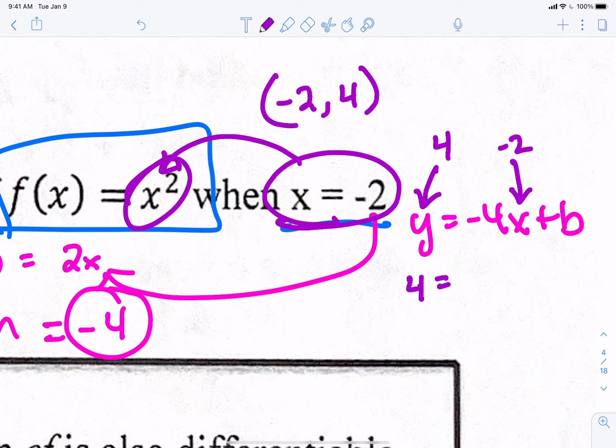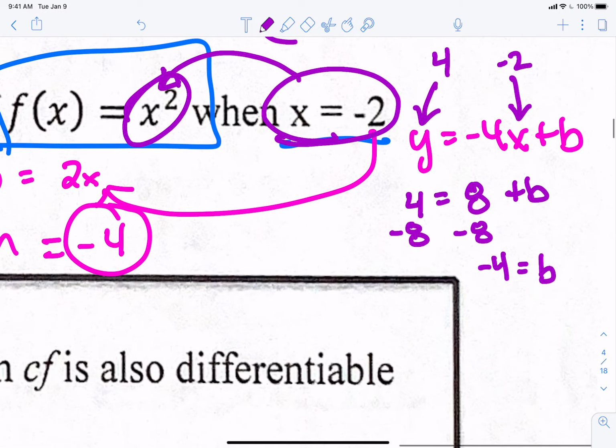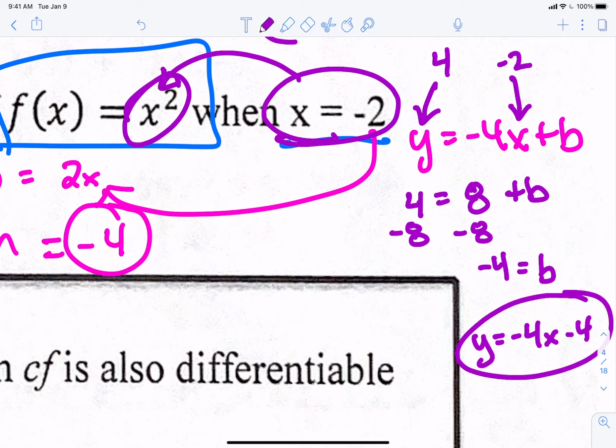All right, so 4 equals -4 times -2, which is positive 8, plus b. So -4, minus the 8, b is -4. So y equals -4x minus 4. That's the equation of my tangent line. Good? Okay, let me show you what this is doing right here.